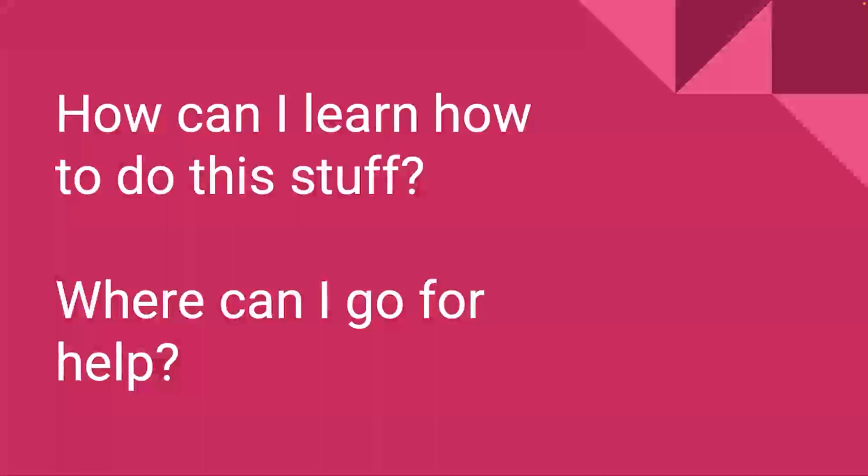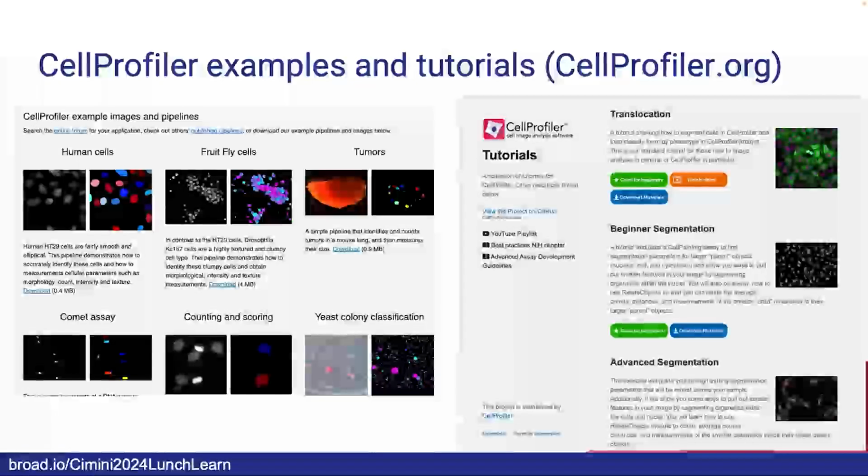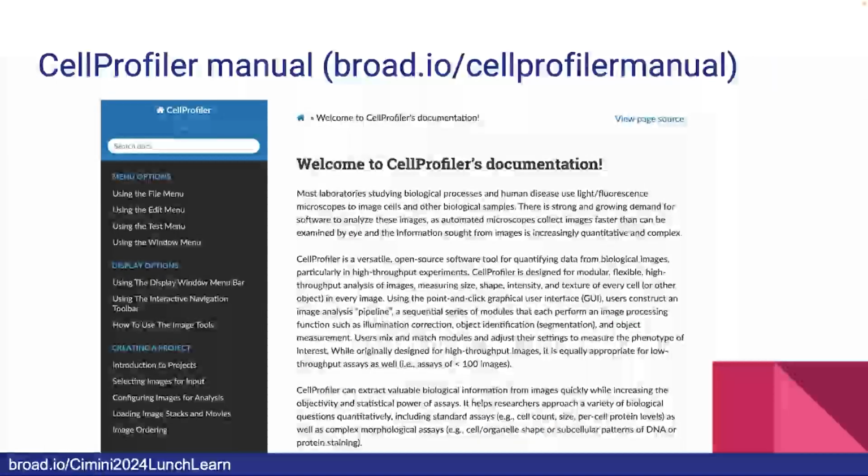If what you're wondering is, how can you learn how to do this? Where can you go for help? There's lots of places. Our goal is not to put any of these things behind a paywall. Our goal is to make all of these things available and useful to you now. So for the individual tools, there's in-app documentation. The CellProfiler website has lots of examples and tutorials that will help you get started, like that input module tutorial I mentioned. You can also just look at our examples and see which of these kind of looks like your data and download it and start from there.